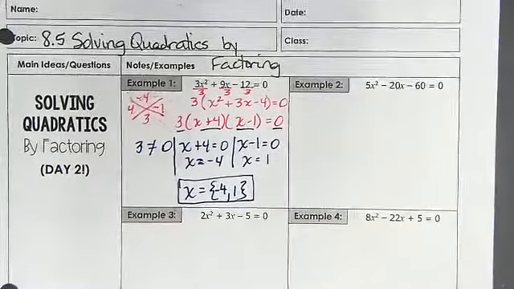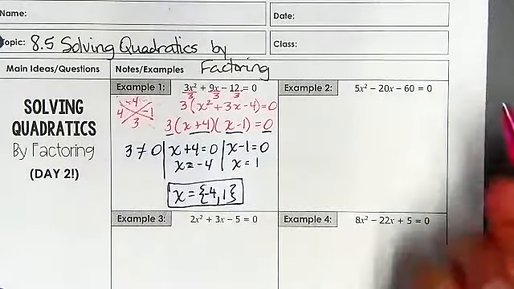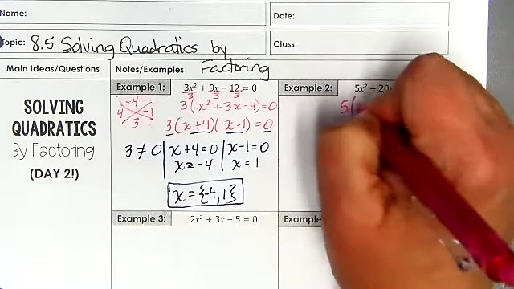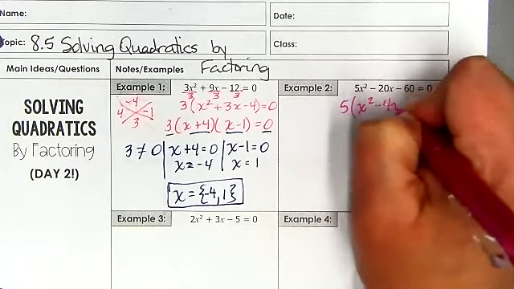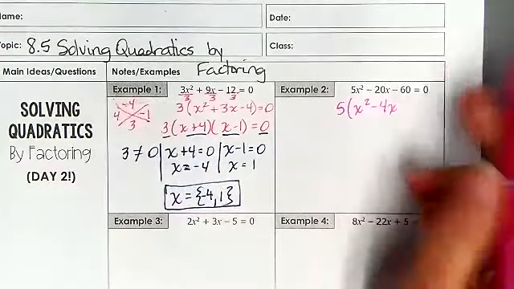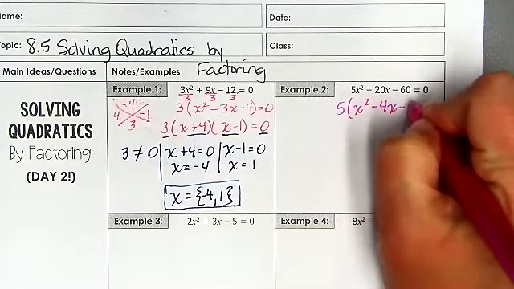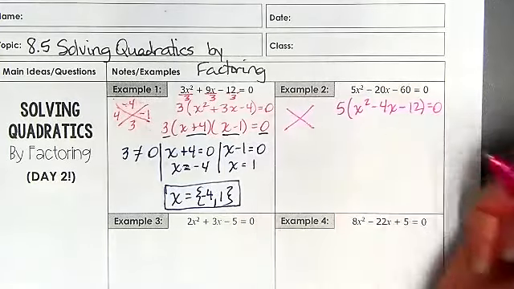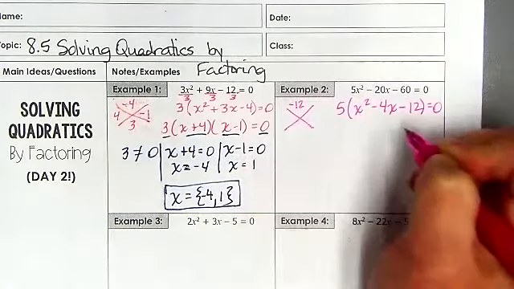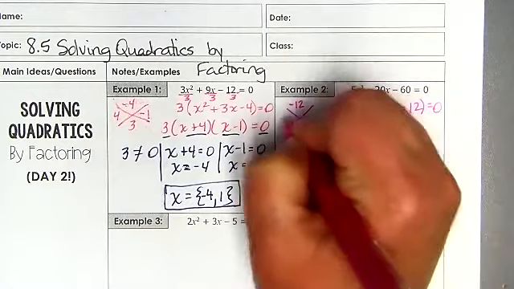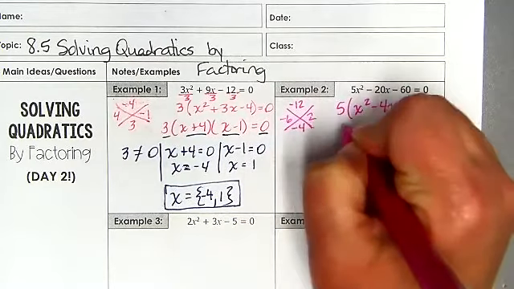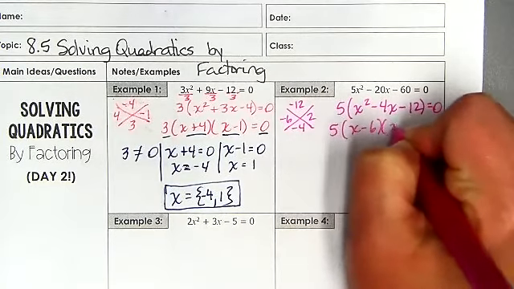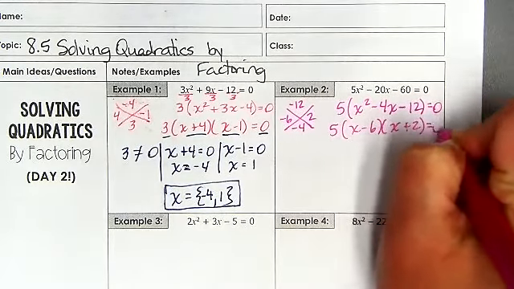Our next example, example 2. First, look to see if there's a GCF. Yep, there is. So I factor out that 5. That's going to give me x squared minus 4x minus 12 equals 0. 12 times negative 4, so that's going to be negative 6 and 2. So that's 5 times x minus 6 times x plus 2 equals 0.